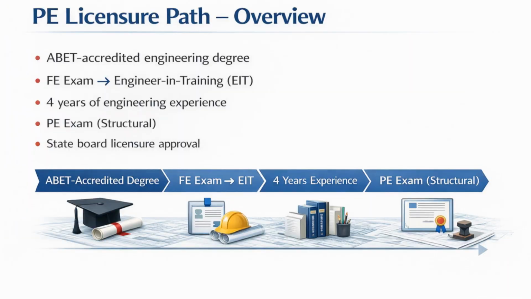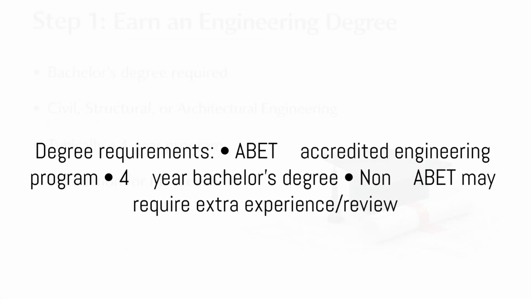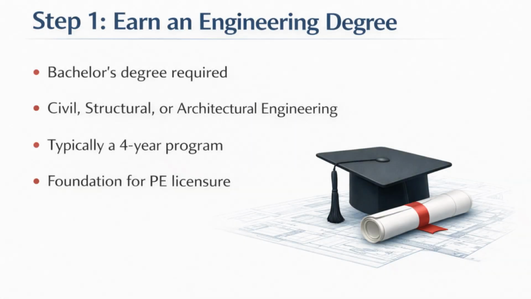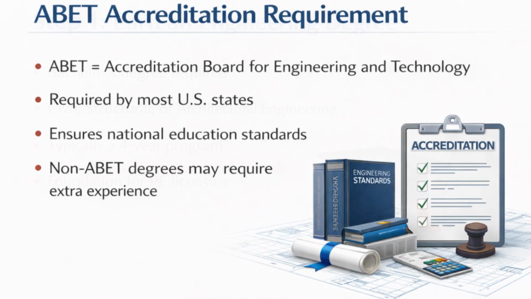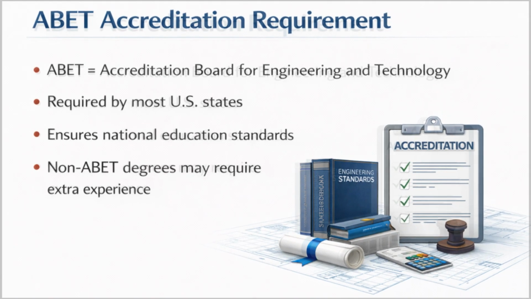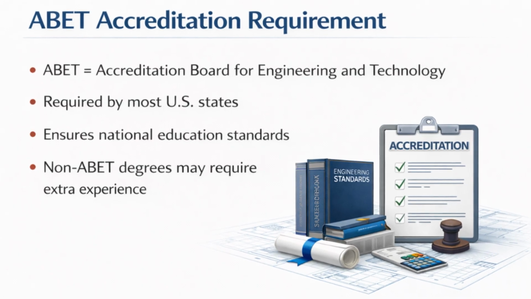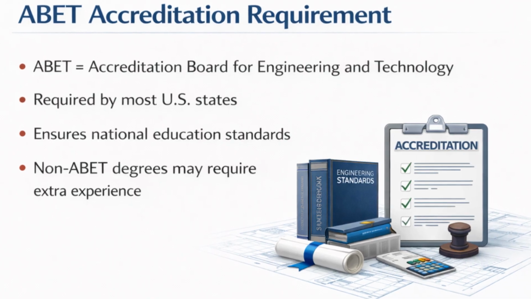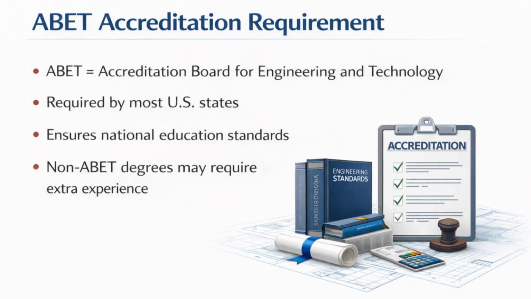The first step toward becoming a PE is earning the correct engineering degree. In almost every U.S. state, you must graduate from a program that is ABET accredited. ABET stands for the Accreditation Board for Engineering and Technology, and it ensures that engineering programs meet national standards. For structural engineers, your degree must be a 4-year bachelor's degree from an ABET-accredited program to qualify for licensure in most states. Some states may allow non-ABET degrees, but they usually require additional years of experience and stricter review.